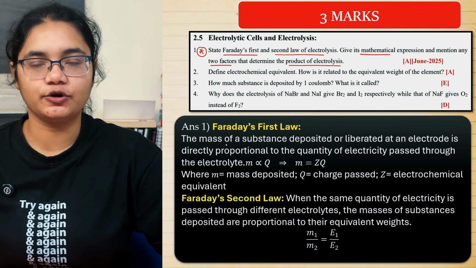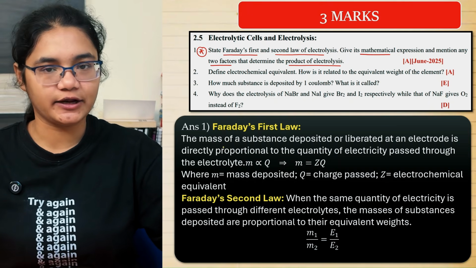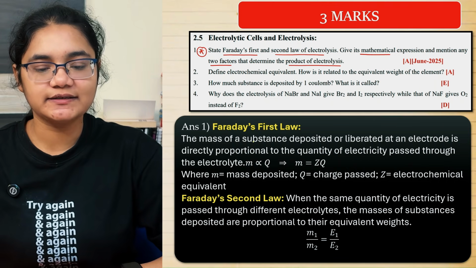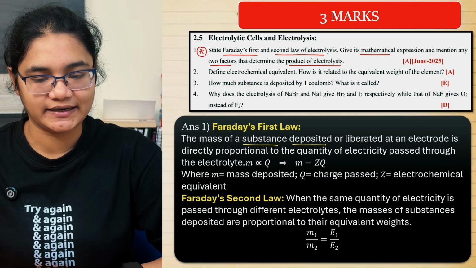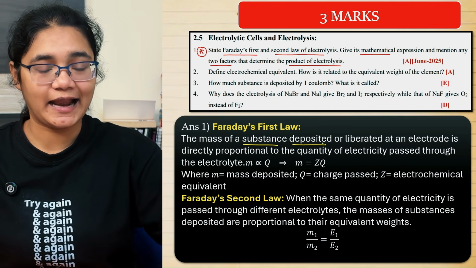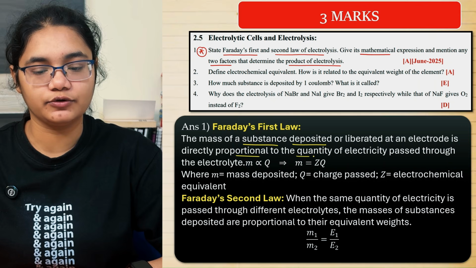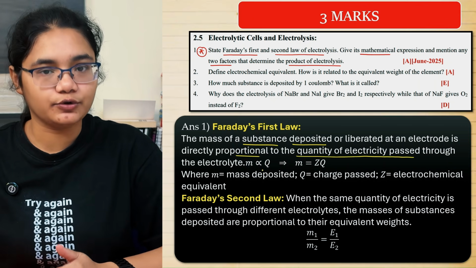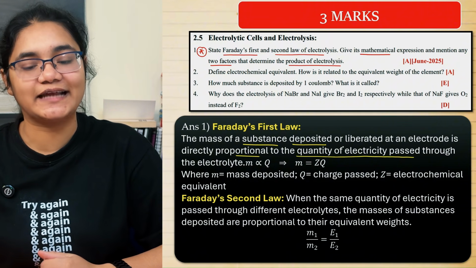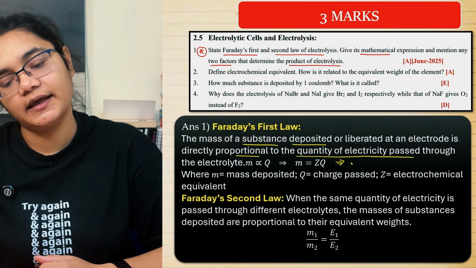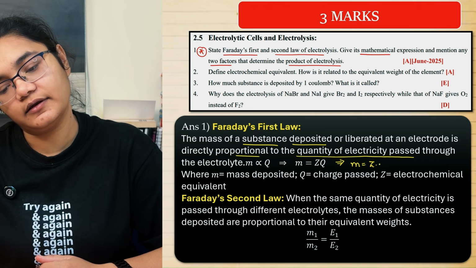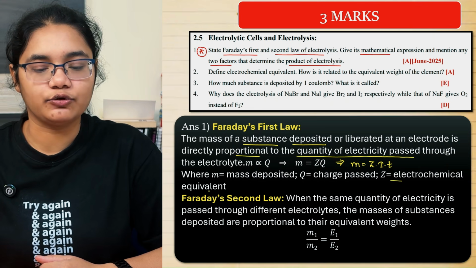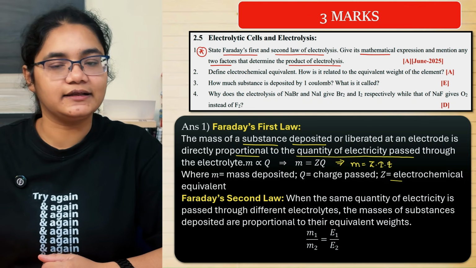State Faraday's first law. Faraday's law is used in electrolytic cells, where electrical energy is converted to chemical energy. The mass of substance deposited or liberated at the electrode is directly proportional to the quantity of electricity passed through the electrolyte, or M is proportional to Q, or M = ZQ. This can be written as M = Z I T, where Z is the electrochemical equivalent, I is the current and T is the time.